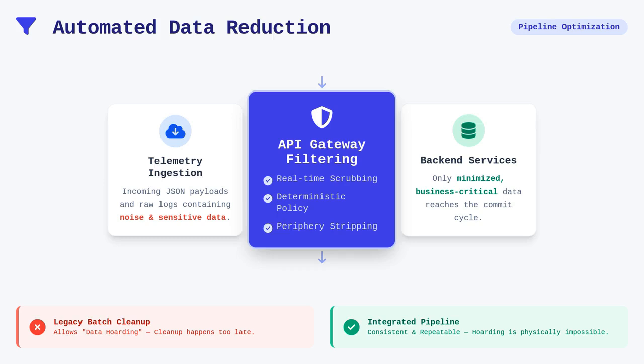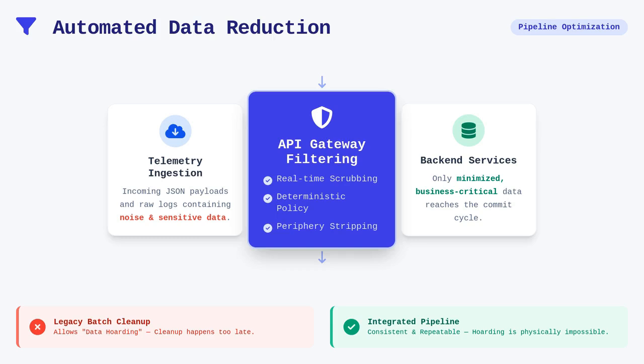Automated data reduction protocols should be integrated directly into your ingestion pipelines to ensure that technical enforcement is consistent and repeatable. One practical pattern involves establishing real-time filtering rules on your API gateways to scrub telemetry data before it reaches your backend services. By stripping out unnecessary variables at the periphery, you prevent sensitive data from ever becoming part of your database commit cycle. This approach is superior to periodic batch cleanup jobs because it ensures that the data hoarding behavior is physically impossible within the operational context of the application.